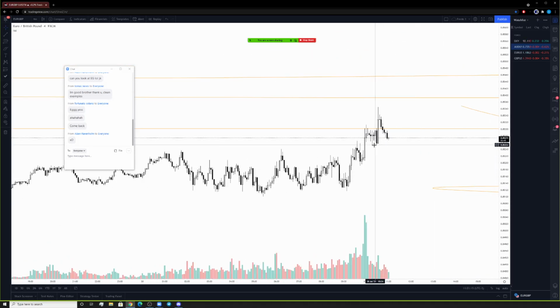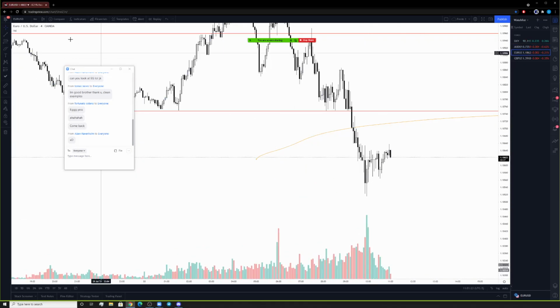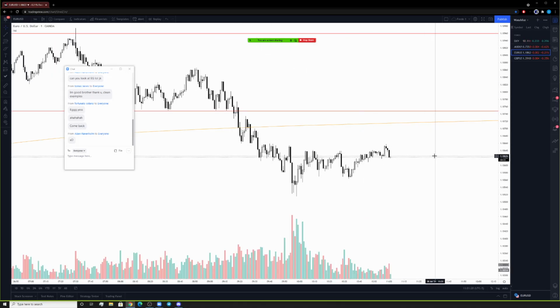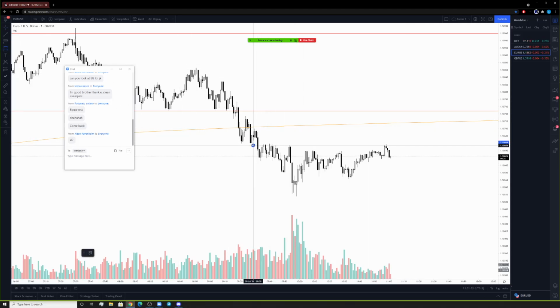Yeah, let's see if this breaks scalp structure. This one is sloppy too. Yeah, you see, stuck in the range.